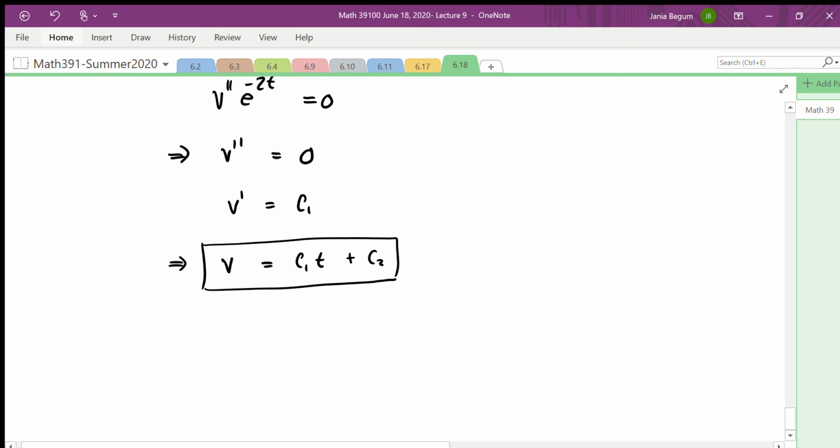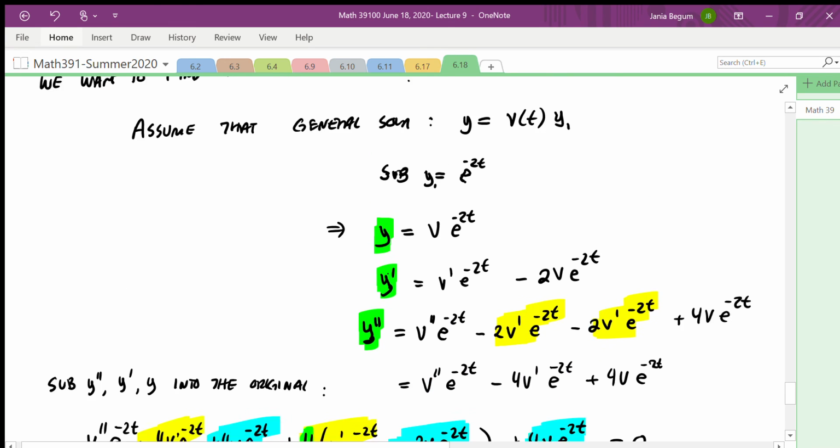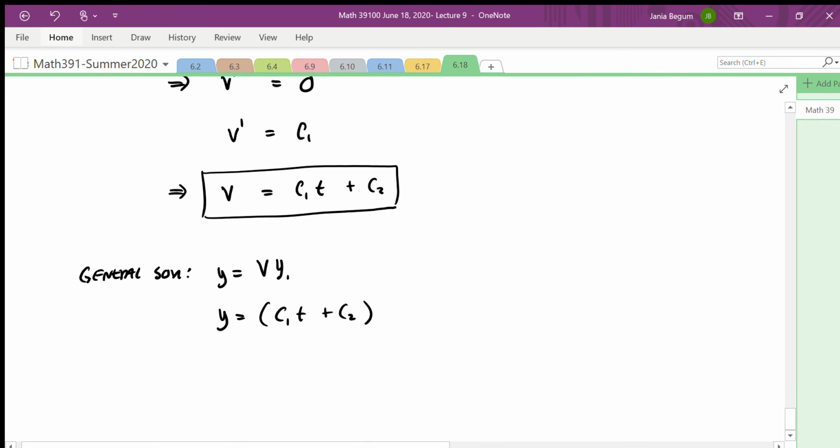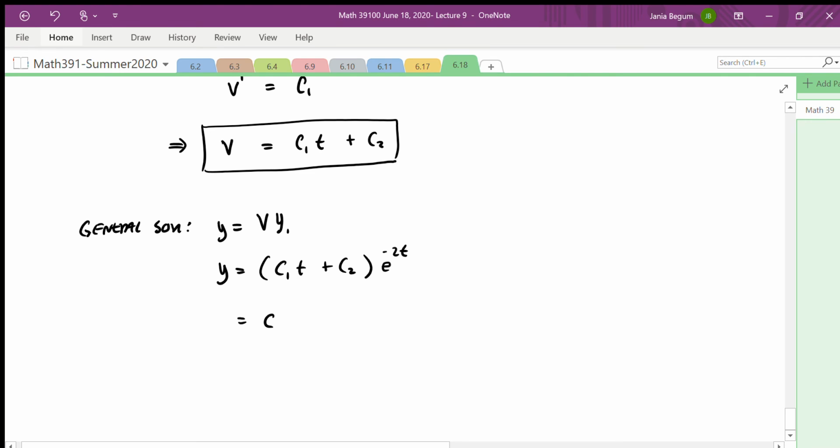We know that our general solution is going to be y equals v times y1. So this would give us y equals v, which is c1t plus c2, times y1. y1 we computed to be e to the negative 2t for this scenario. And then by multiplying this, we have c1t e to the negative 2t plus c2 e to the negative 2t. That's the general solution.